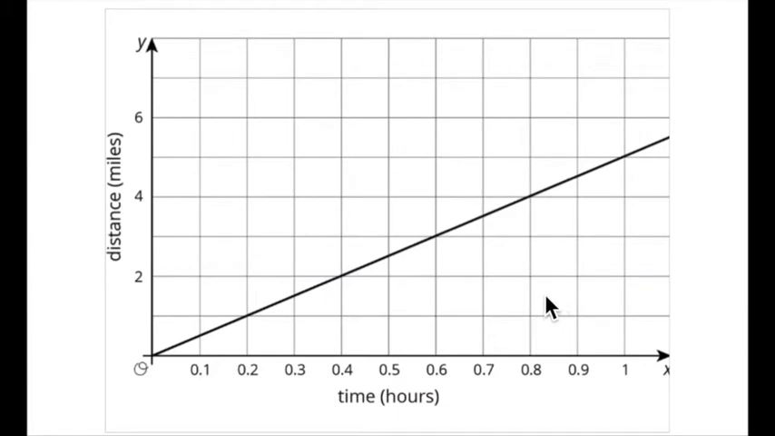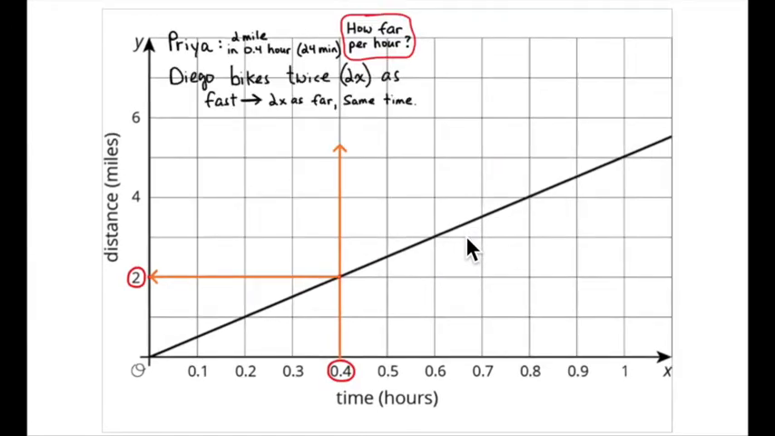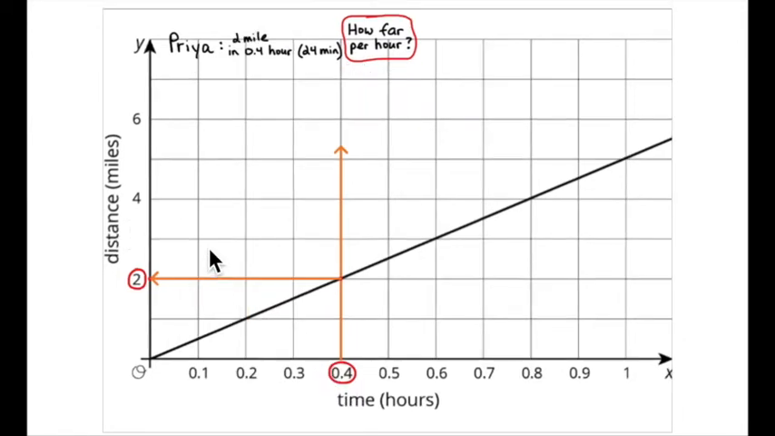And in this problem, you have Priya, who is running. And this is the graph of the relationship of Priya's time to Priya's distance as she runs. And then you have Diego, who's riding his bicycle twice as fast. And so what they'd like you to do is graph the relationship of Diego's time to Diego's distance as he rides his bike.